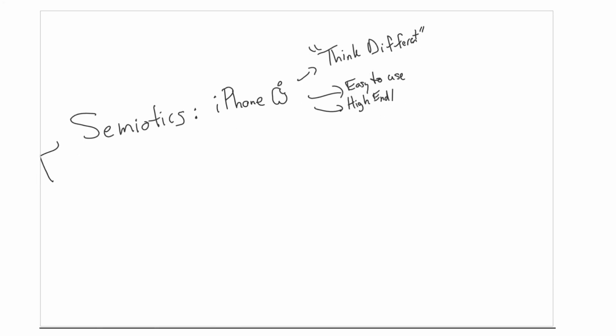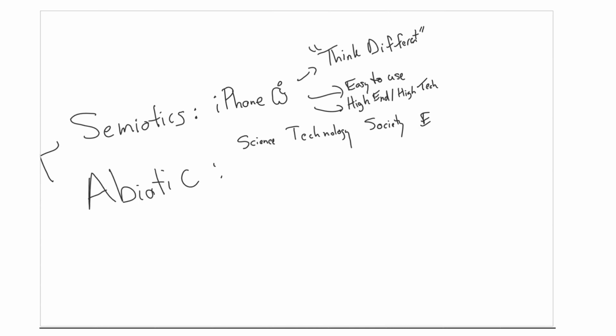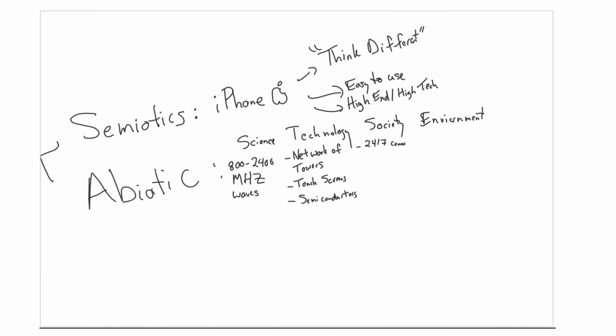In fact, there may be a gigantic range of both abiotic and biotic factors that actually are the true message or meaning behind that cell phone. And a good way of thinking about all these different effects is to split them into STSE effects. That stands for science, technology, society, and the environment. And then you can go ahead and start to list and brainstorm all the different ways, and also through research, that cell phones may be affecting us.